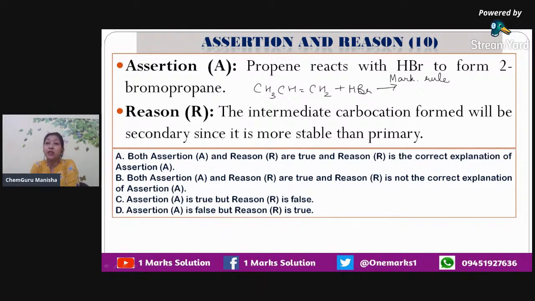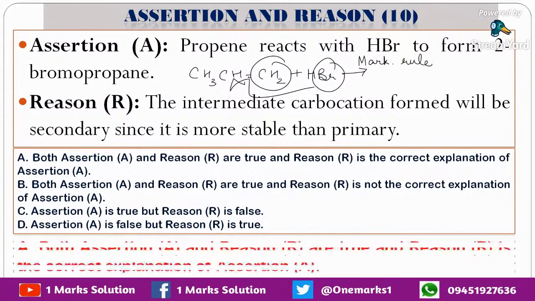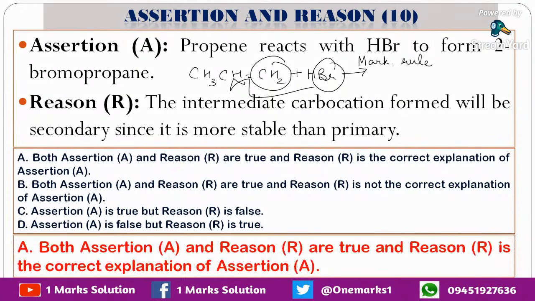That is absolutely correct, because in Markovnikov rule mechanism, which we have studied last year, the negative part goes to the carbon which has less number of hydrogens. So negative part in HBr is Br, and this Br goes and attacks here, and ultimately you have CH3 forming. So ultimately the secondary carbocation is stable. So assertion is also true, reason is also true, and they are explaining each other well.